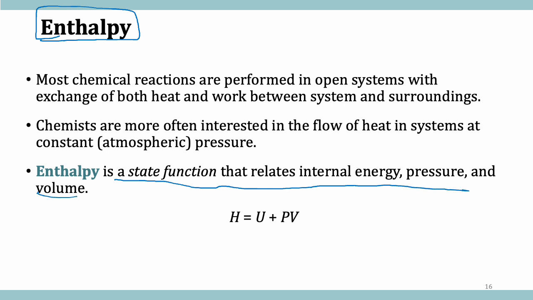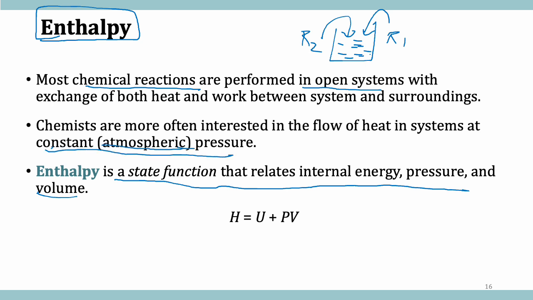Most chemical reactions, when done in a lab, are done in an open system. For example, if I'm doing a chemical reaction, I probably will be doing this reaction in a beaker. I will add reactant number 1, I will add reactant number 2, and this reaction will be occurring here. So it's an open system, so both heat and work can be exchanged between the system and surroundings. Most of the time under these conditions we are working at constant pressure, meaning 1 atmospheric pressure, because it's open to atmosphere. That function is called enthalpy.